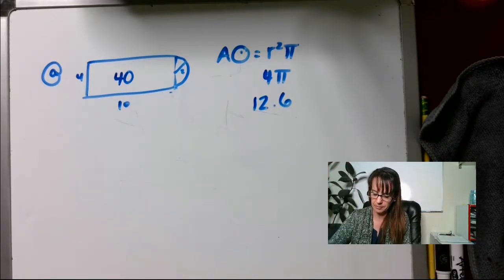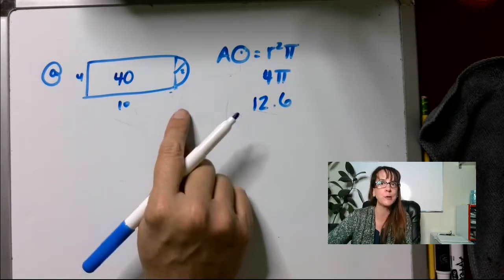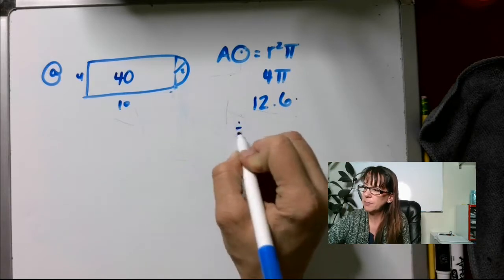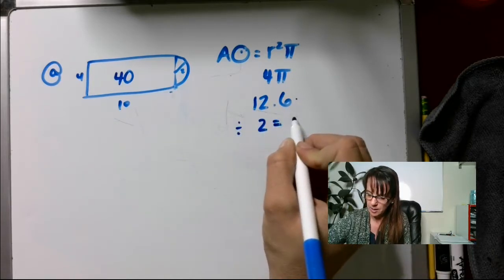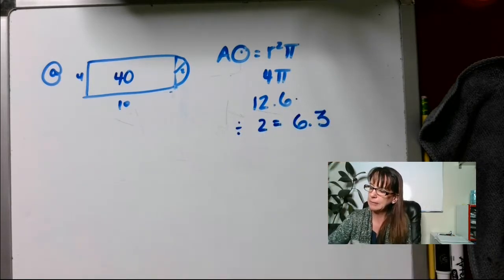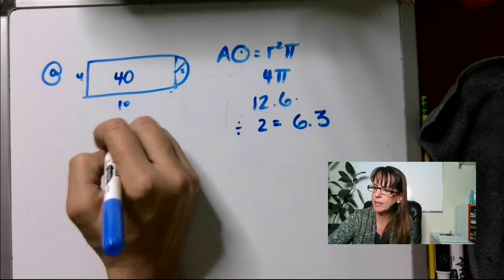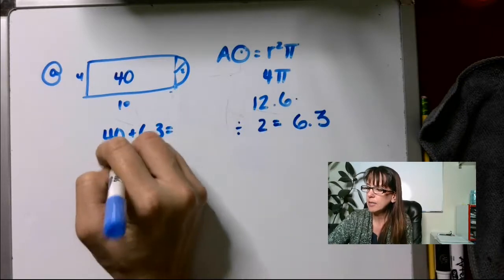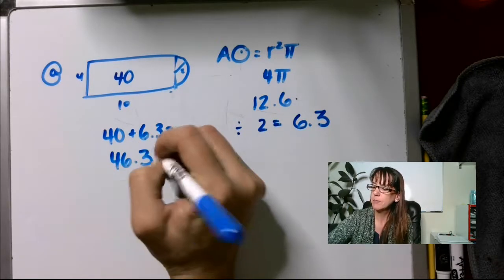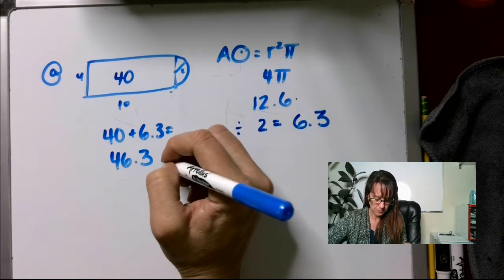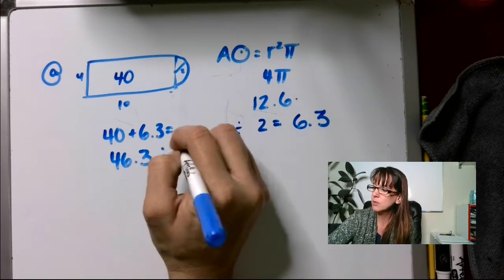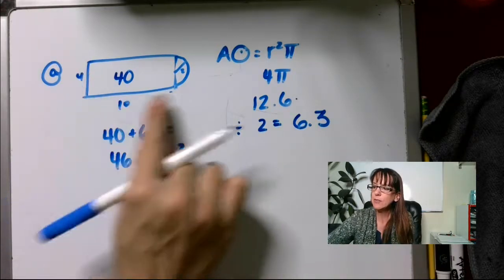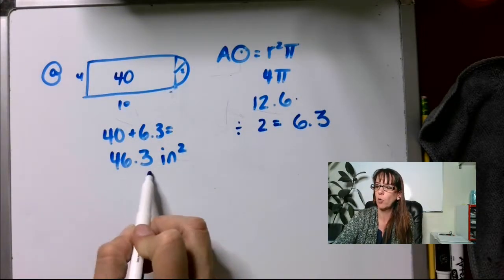We have to cut that in half. I reminded you guys to do it and almost forgot. We're cutting it in half because there's only half a circle. So divided by 2 equals 6.3. Okay, so we have 40 plus 6.3 equals 46.3. Let's see what the units are. Inches squared. So we found the area of the base. The area of the base is 46.3 inches squared.